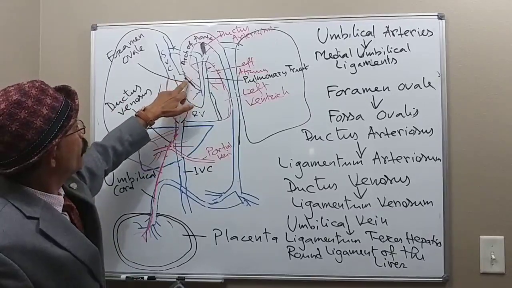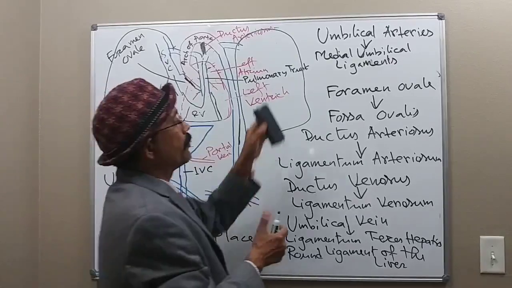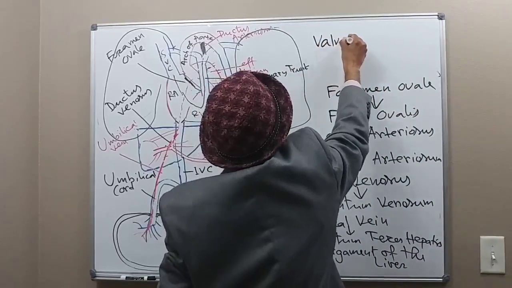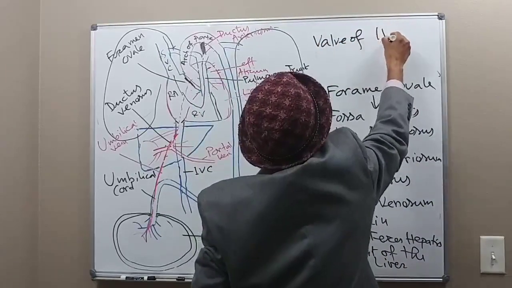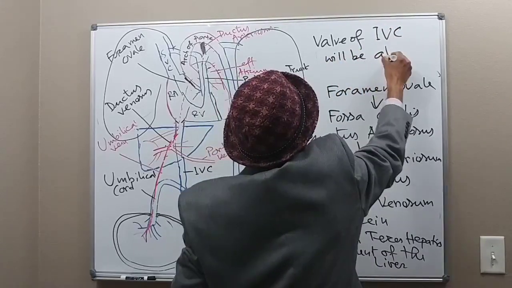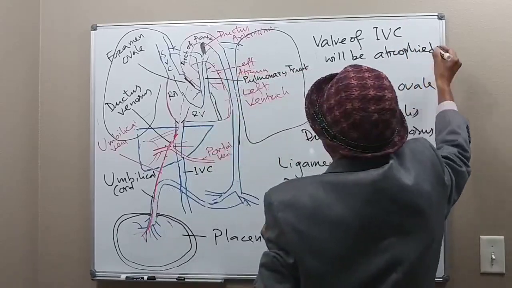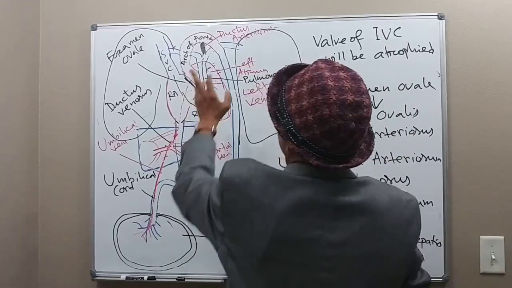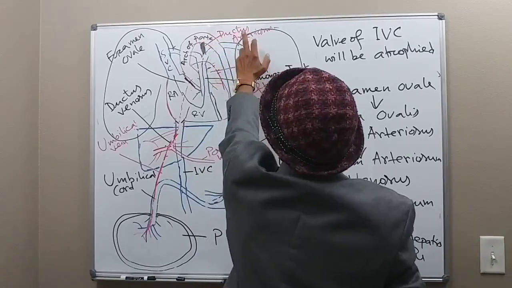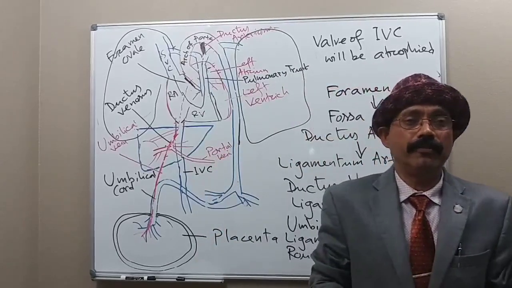This will be closed, the foramen ovale will be closed. The valve of the inferior vena cava will be atrophied, or it may even disappear totally. Okay. So we got that. The ductus arteriosus will be closed, and we'll get the ligamentum arteriosum. So we got multiple changes.